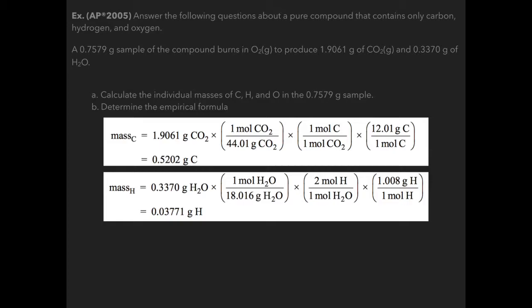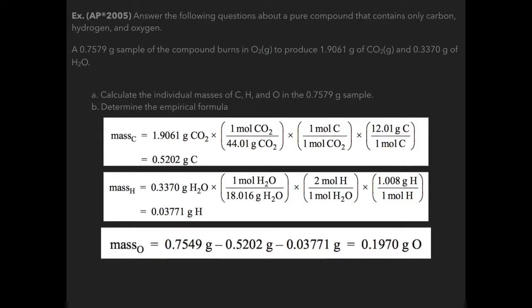If you notice, oxygen is in carbon dioxide and water. So instead of trying to get into grams of oxygen from both of those, I can say, all right, I know that I start off with a sample that consists of carbon, hydrogen, and oxygen. I know that I have 0.5202 grams of carbon and 0.03771 grams of hydrogen. The rest of that must be oxygen. So I'm going to take the total mass of the compound, which is 0.7579, subtract the mass of carbon and the mass of hydrogen from it. And there I've got my mass of oxygen.